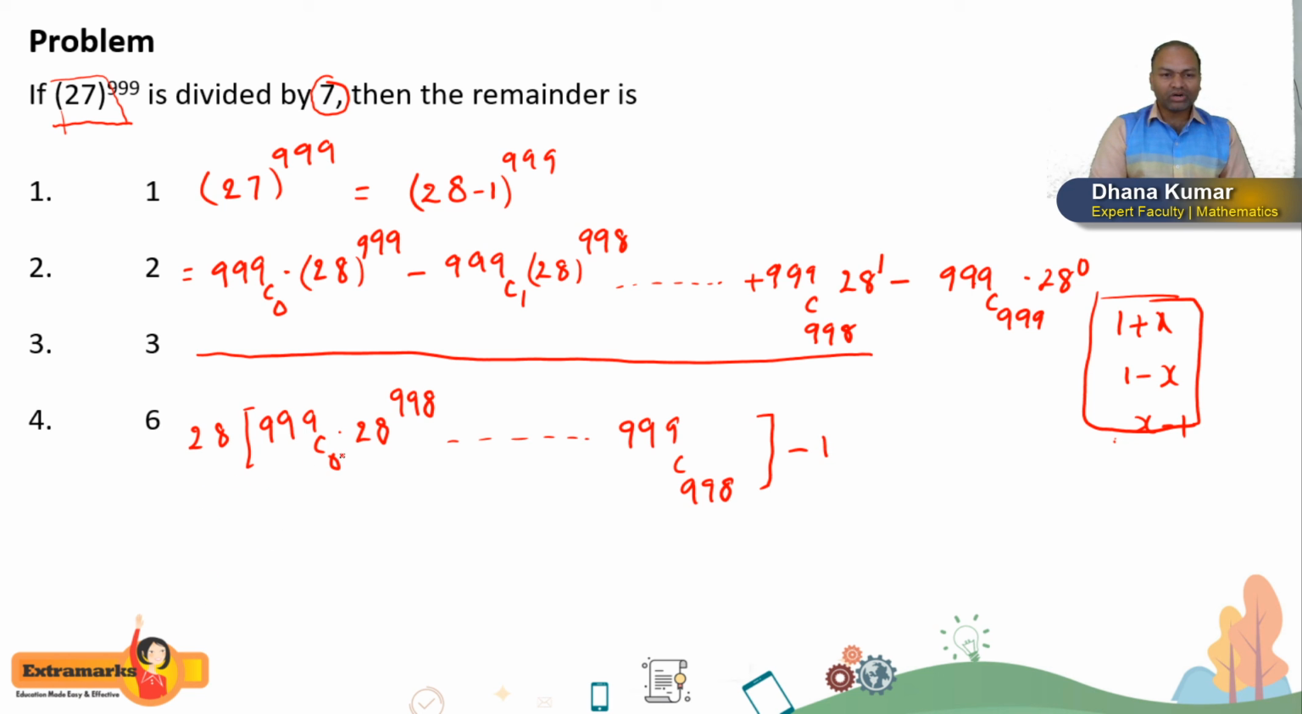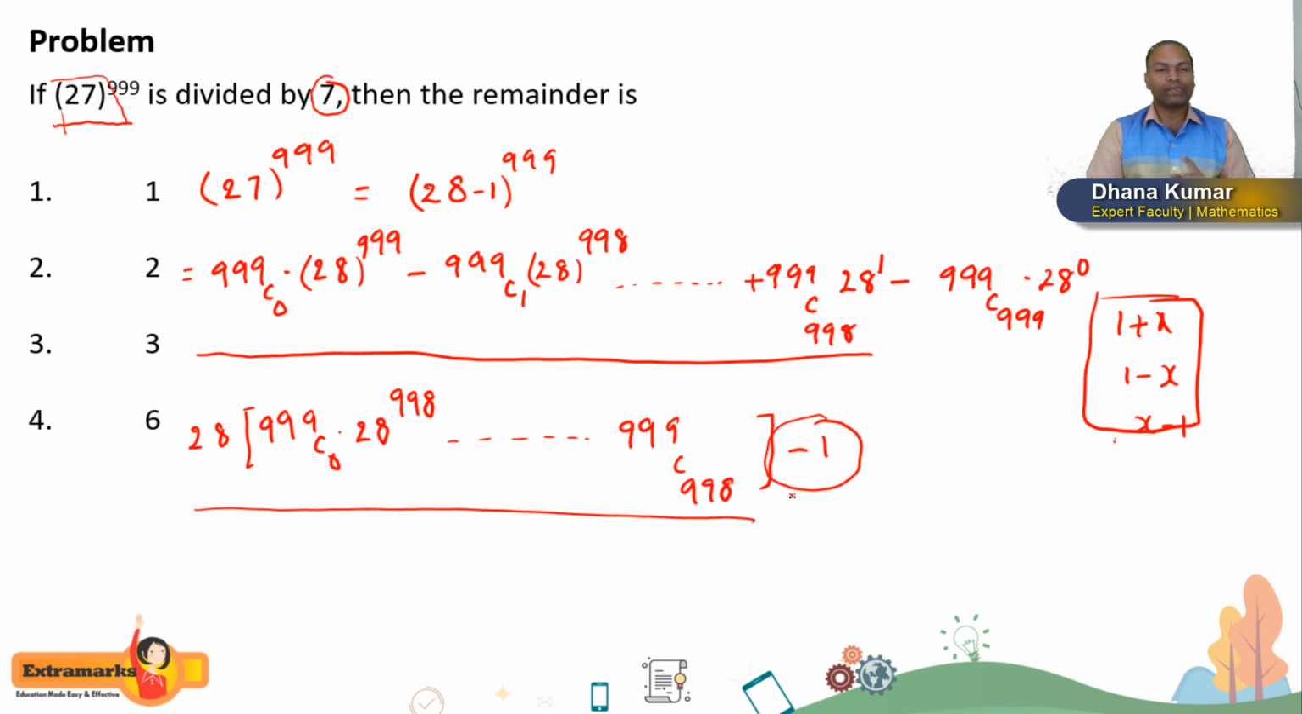So the complete box is what? A multiple of 28. A multiple of 28 means it is divisible by 7 or not? Right, it is divisible by 7 because 7 fours are 28. So this complete part is divisible by 7 and the remaining excess is minus 1. So the remainder is minus 1. Is it correct? No, because here you are telling the remainder is minus 1. In general, is a negative remainder possible? No, not possible. So remainder minus 1 means wrong.